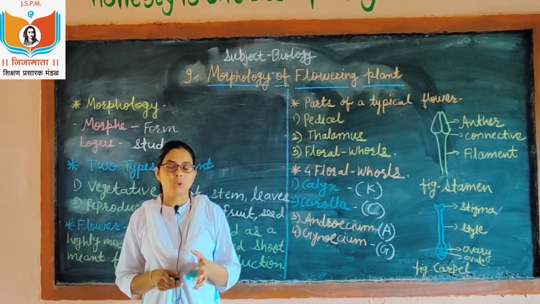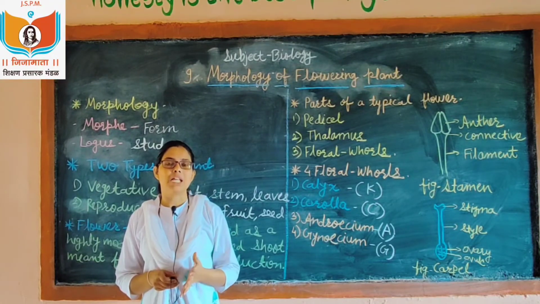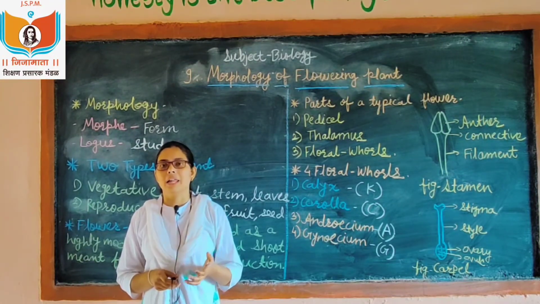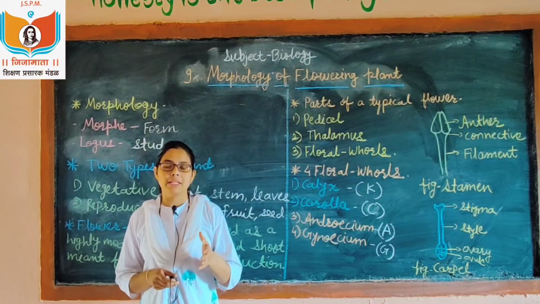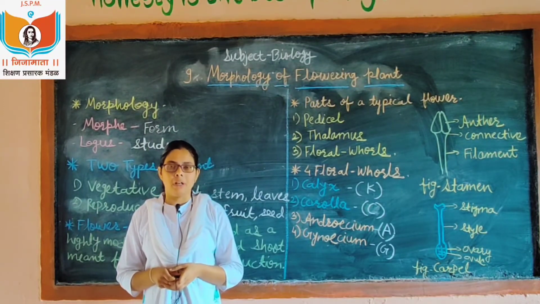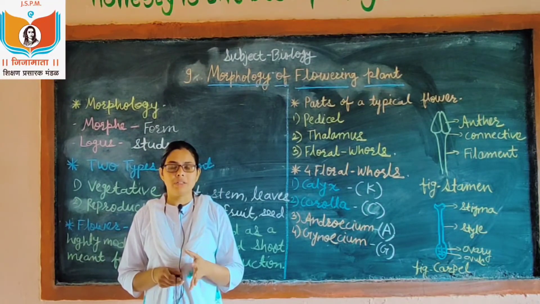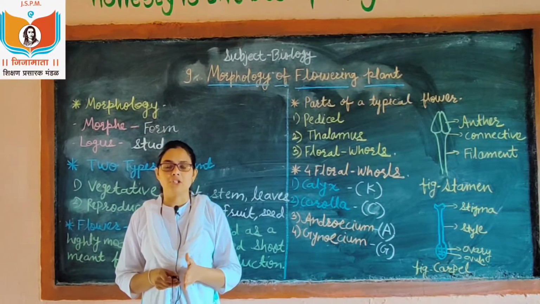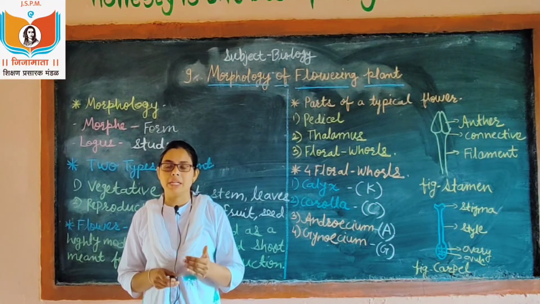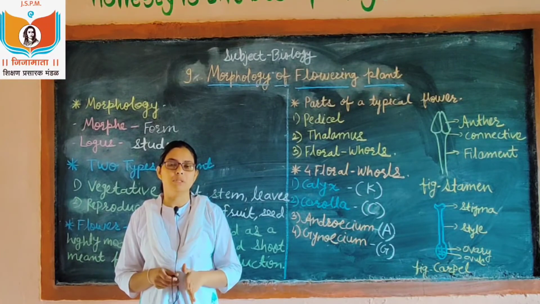It is bright in color, so it attracts insects for pollination. It has large petals, so the petals make a landing platform for the insect, and it helps in pollination. Also, it helps in protection. The inner whorls, that is the androecium and gynoecium, are present inside, so it protects all the inner whorls.